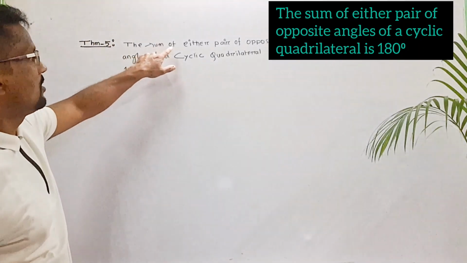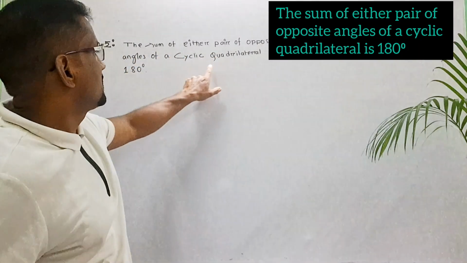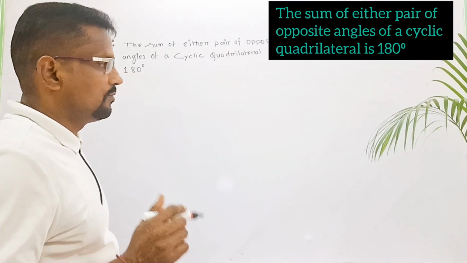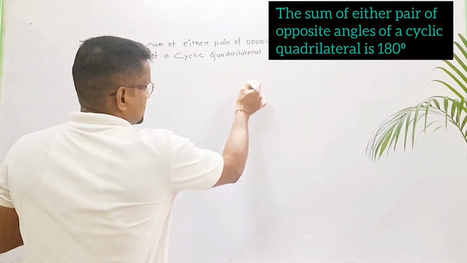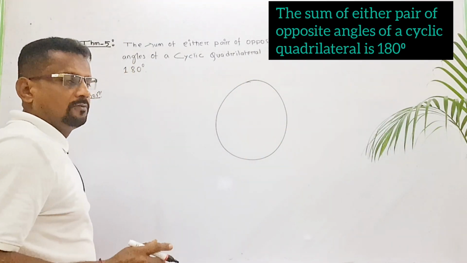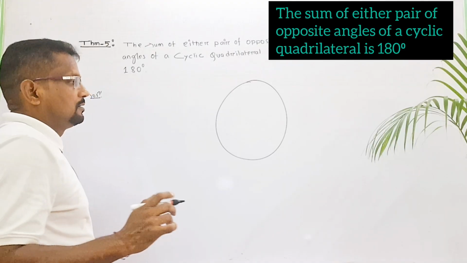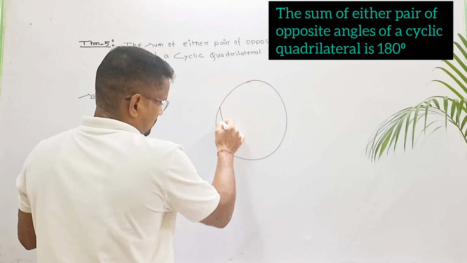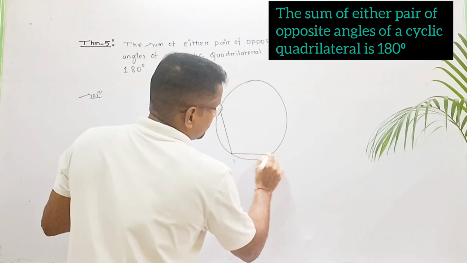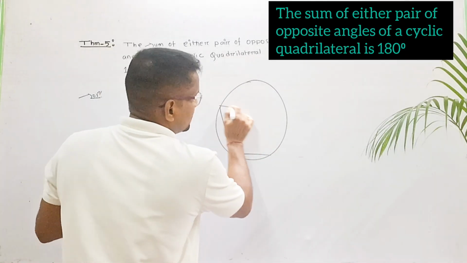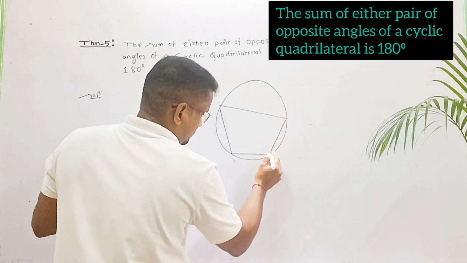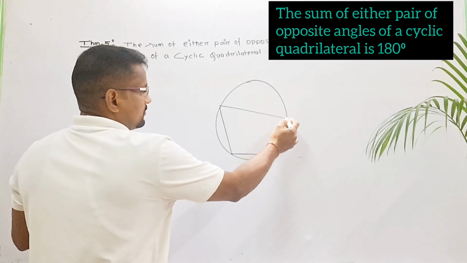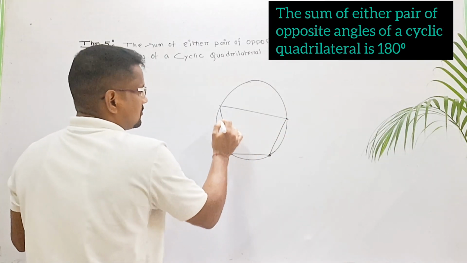The first theorem is: the sum of either pair of opposite angles of a cyclic quadrilateral is 180 degrees, which we are to prove. For that, you consider a circle at first and you take a quadrilateral whose vertices are on this circle. So let us consider a quadrilateral this way. Whatever way you consider, it does not matter. The main concept is that we have to consider a quadrilateral whose vertices are on a circle.